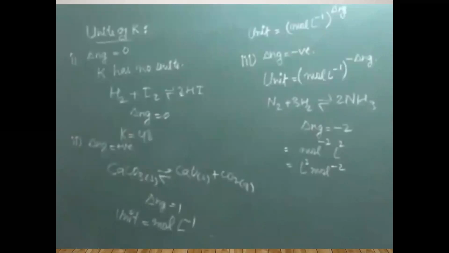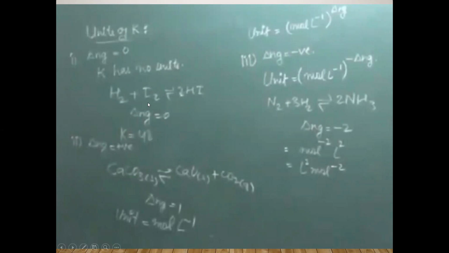The units of the equilibrium constant are also dependent upon the value of delta Ng. Why? Because if the value of delta Ng is 0, meaning the total number of moles of product is equal to the total number of moles of reactant, then K has no unit. Because the total number of moles are equal, the units will divide with each other, and there will be no unit of K. Then we will write K like this only.